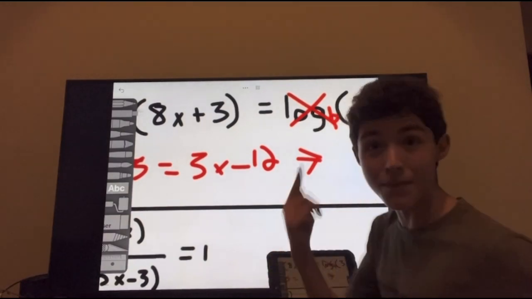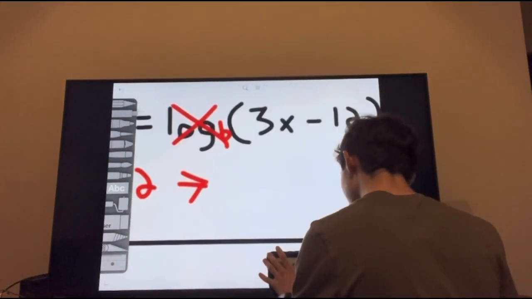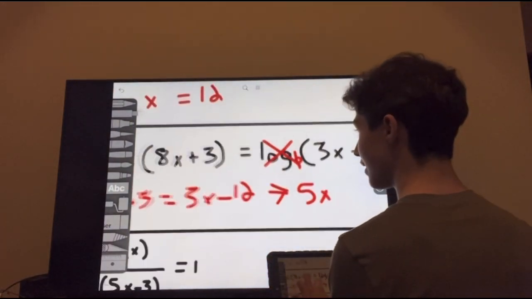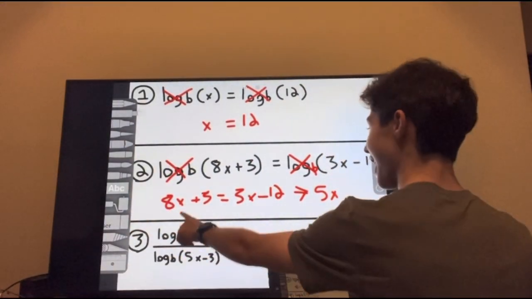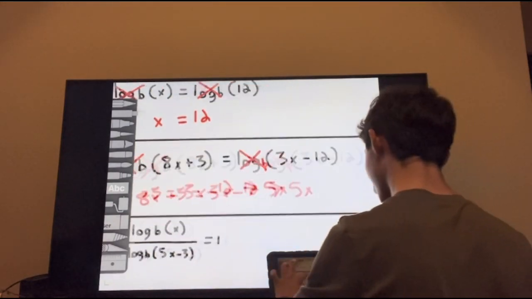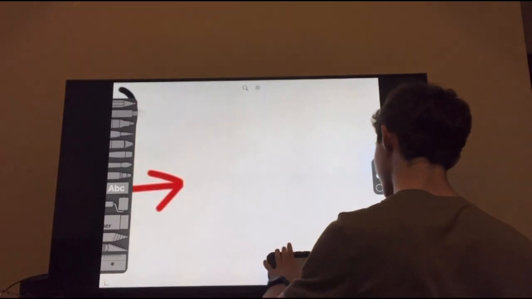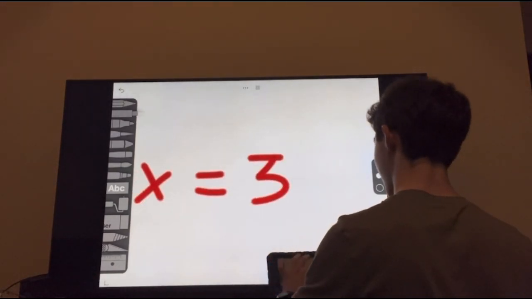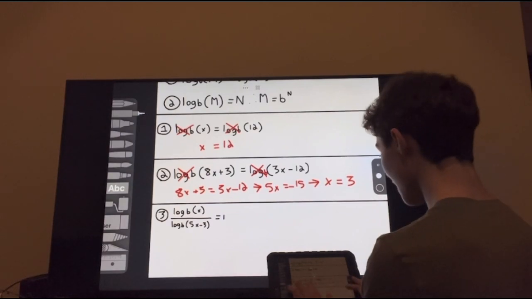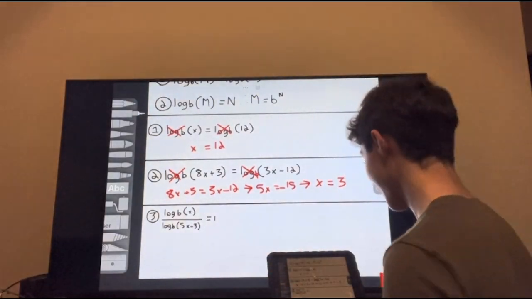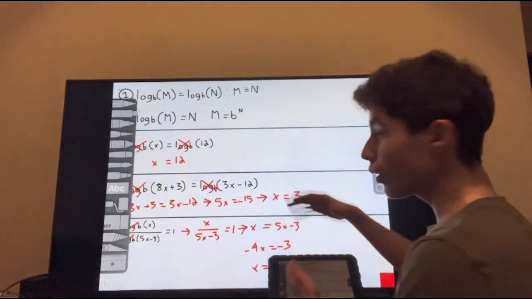And this, you can simplify it. To simplify this, it will be 5x, because you pass the 3x subtracting and the 3 also subtracting. So this is minus 15 and now your x equals minus 3. And this is how you can solve all of these problems.